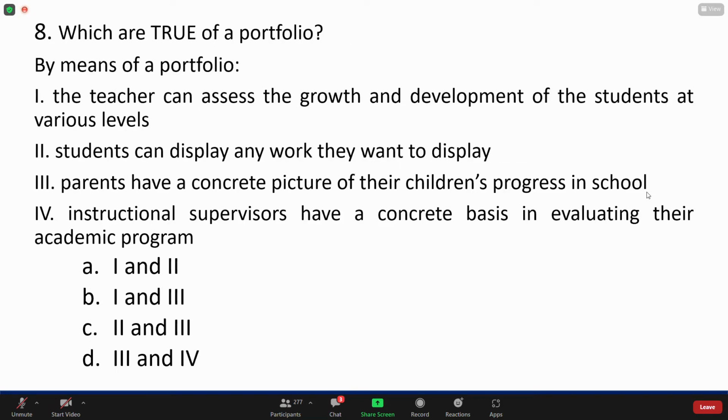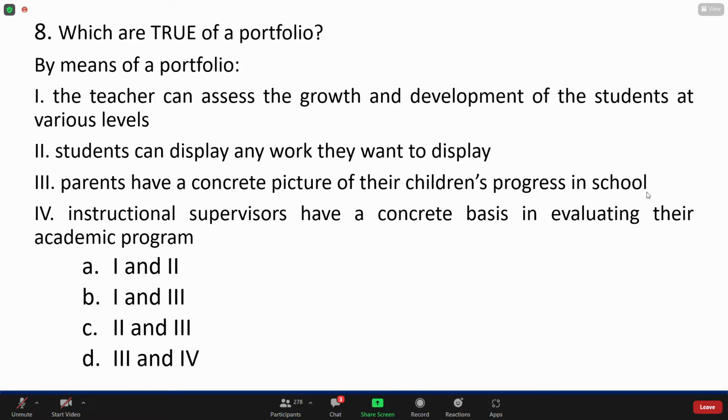Number 8, which are true of a portfolio? By means of a portfolio, 1, teachers can assess the growth and development of the students at various levels. 2, students can display any work they want to display. 3, parents have a concrete picture of their children's progress in school. 4, instructional supervisors have a concrete basis in evaluating their academic program.